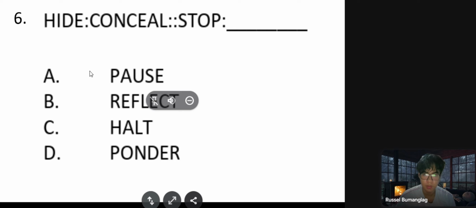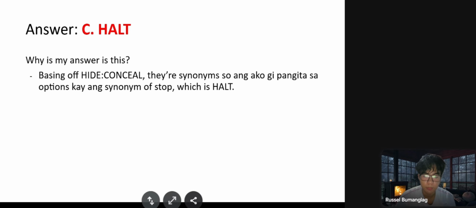For number 6, hide is to conceal and stop is to what? A. Pause, B. Reflect, C. Halt, or D. Ponder. So my answer is C, halt. Basing off hide is to conceal, they're synonyms. So what I'm looking for in the options is the synonym of stop, which is halt.